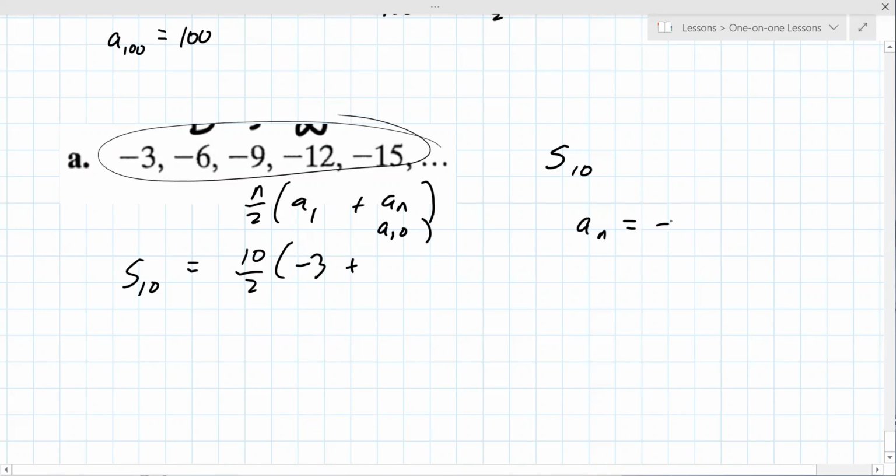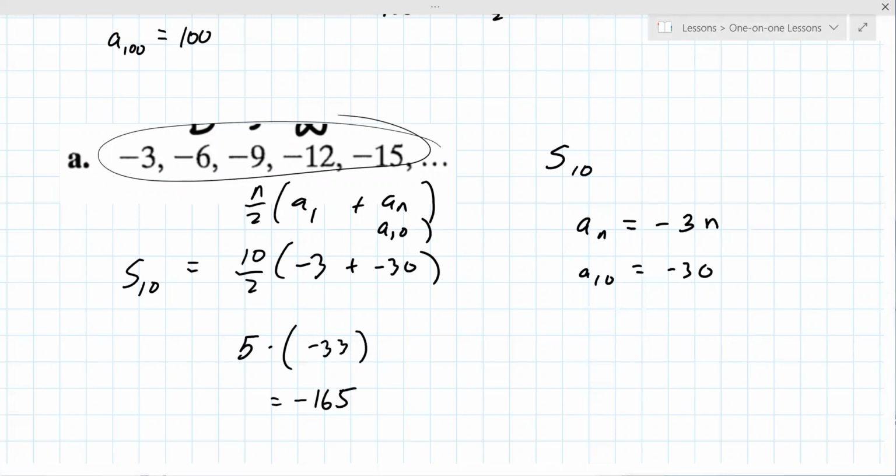I think we found that a sub n equals minus 3 times n. Oh yeah. Okay. So a sub 10 would be minus 30, so that goes here. So this is 5 times minus 33, which is equal to negative 165. Okay.